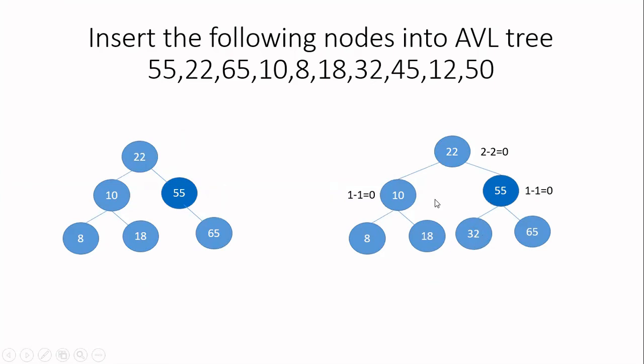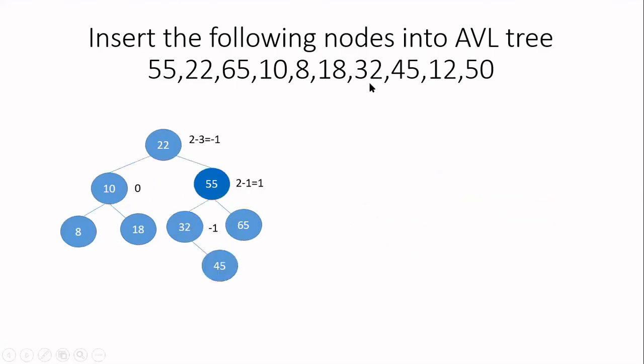Once you have inserted, calculate the balance factor of all the nodes. For 10, the balance factor is 0 because 1 minus 1. And for 55 also the balance factor is 0. Then for 22 the balance factor is 0. In the left subtree, the length of the longest path is 2, and in the right subtree also the length of the longest path is 2. So this tree is now perfectly balanced. So don't apply any rotation. Now go and insert the next node.